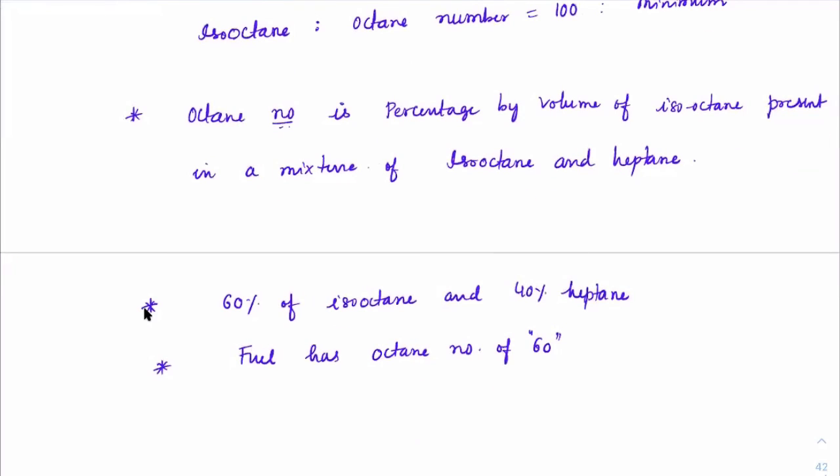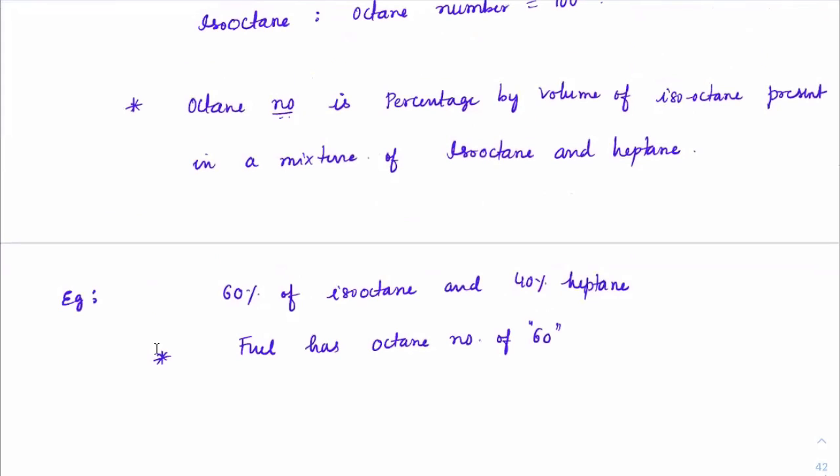Clear, everyone? This is an example. Every fuel has different knocking values. You are measuring that, I'm saying every fuel has a different type of knocking. I'm comparing those decibels with the different ratios of isooctane and heptane. Clear, beta? So if I am getting a percentage of 60 and 40, it means the fuel has an octane number of 60. Yes, beta. If it is a reverse composition, the octane number would be 40.